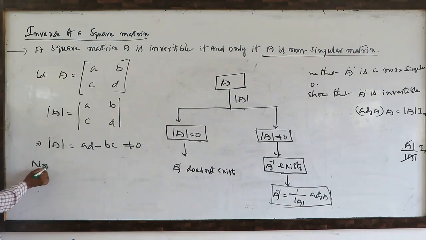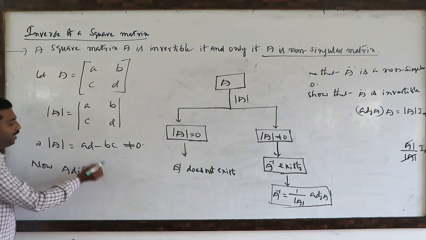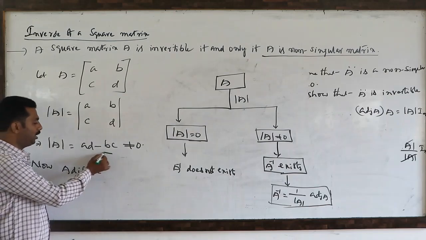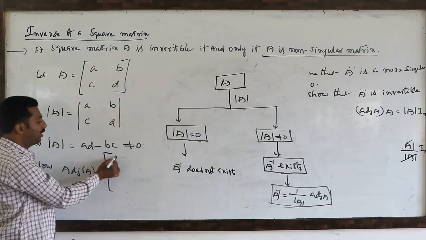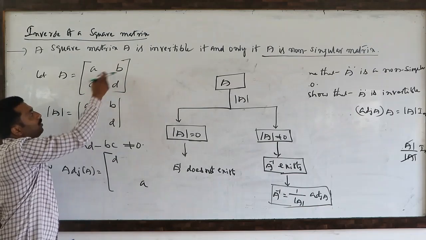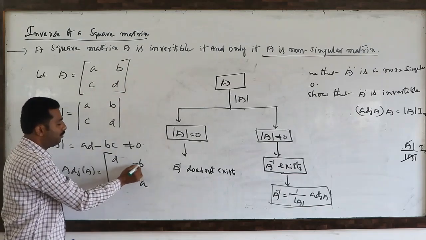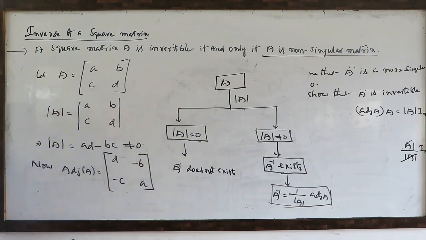Now what we have to calculate? Adjoint of A I have to calculate. You know directly how to calculate adjoint of A. Interchange the principal diagonal elements, D, A. Change the signs of the off diagonal elements, minus B, minus C. So this is adjoint of A.